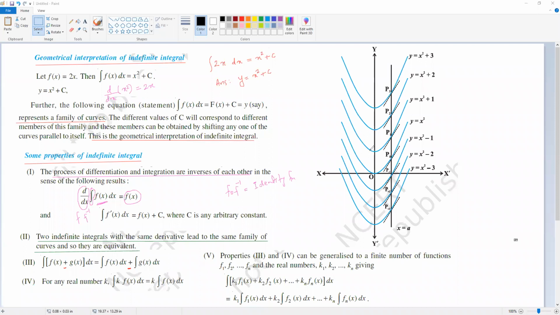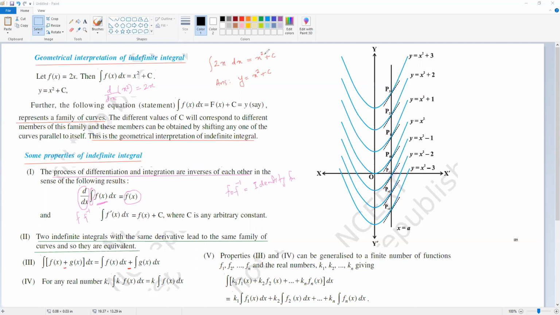Integral of a sum is the sum of their integrals, integral of a difference is the difference of their integrals. Then for any real number k, the integral of a constant times a function is the constant times the integral of that function; you can take the constant outside. It is the same as in differentiation, where the derivative of a constant times a function is the constant times the derivative of that function.